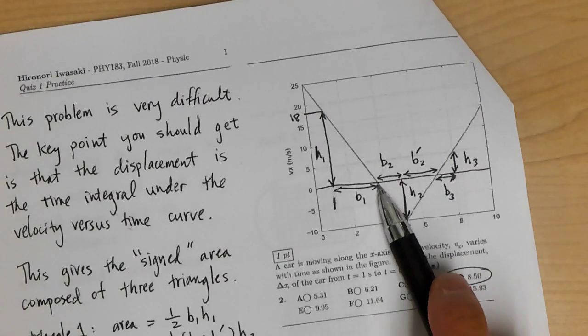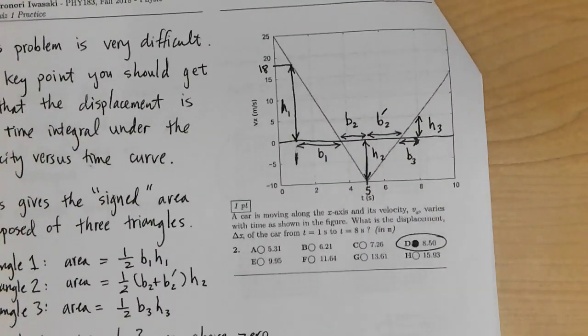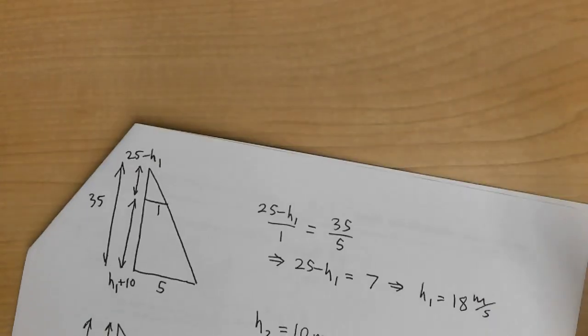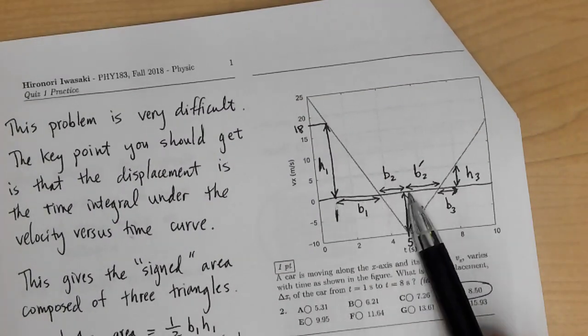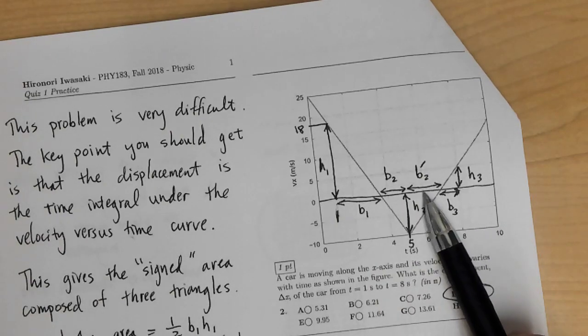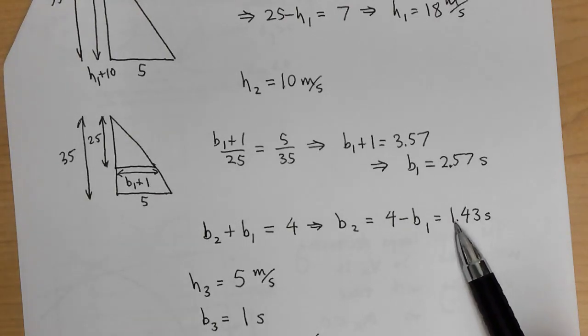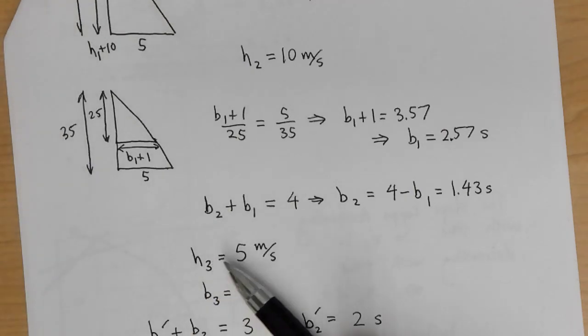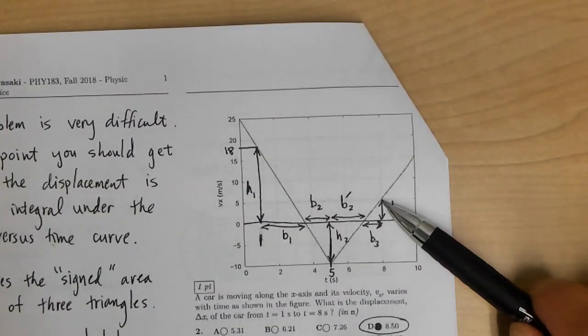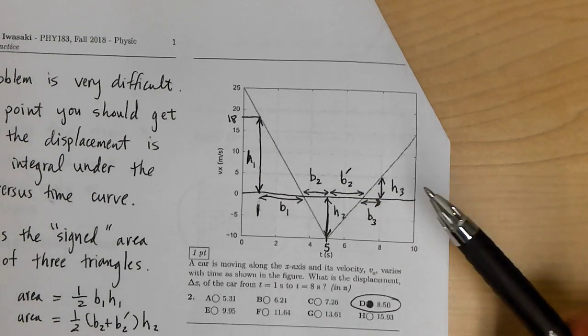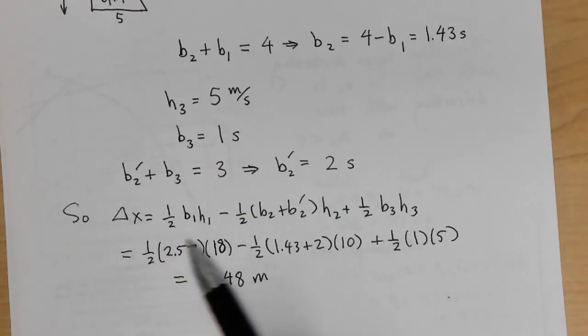You can calculate b2 and b2 prime as well. I'm using the fact that b2 plus b1 is equal to 4. That gives you b2, which is 1.43 seconds. Now h3, you can just read that off. You can see that that's 5 meters per second. b3, you can just read that off as well. That's going to be 1 second. And that's enough to solve for everything.